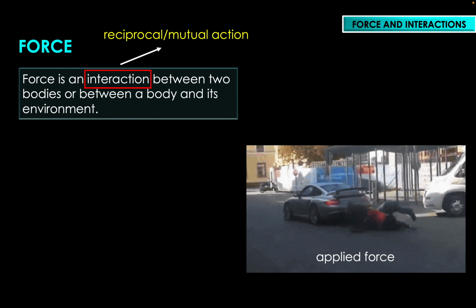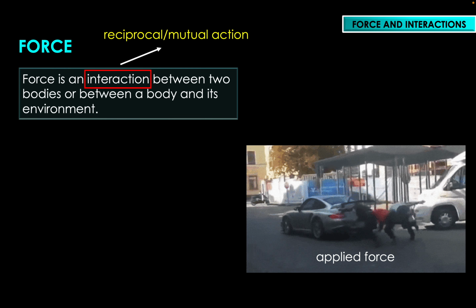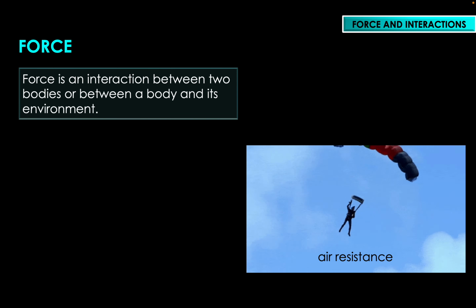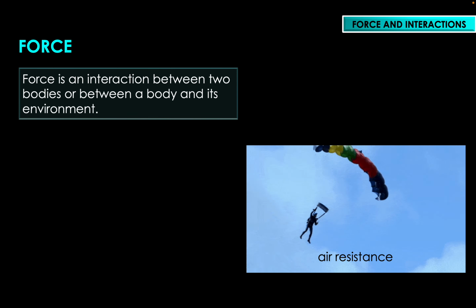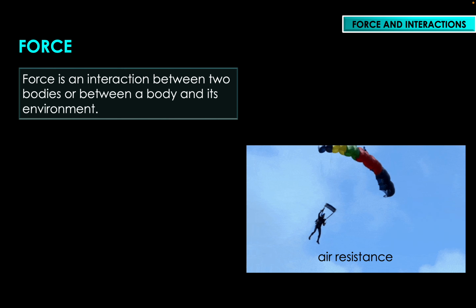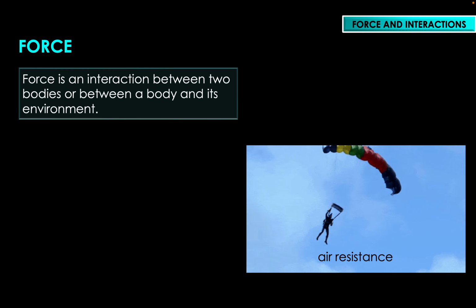Now, take note that force is not only between two bodies, it could also be between a body and its environment. So, for example, for air resistance in this case, the parachute as well as the person itself are both interacting with the air molecules, their environment. And of course, while we don't see force as it is not a tangible object, we see the effect of air resistance in this parachute system because obviously it is slowed down by the air.